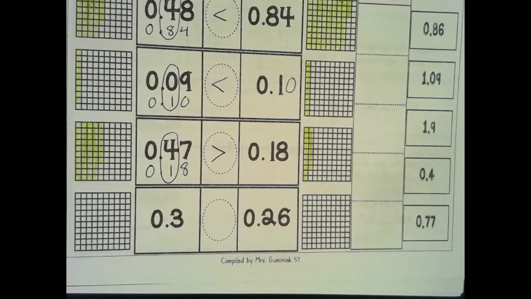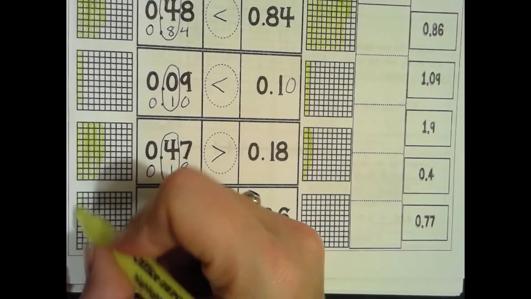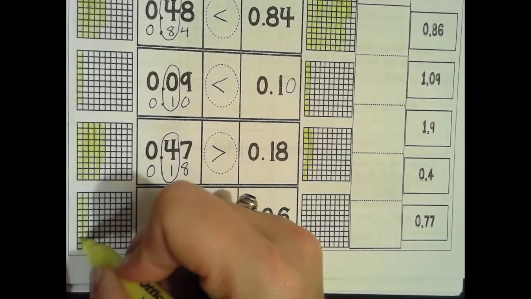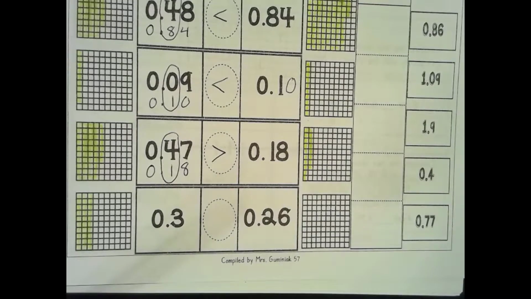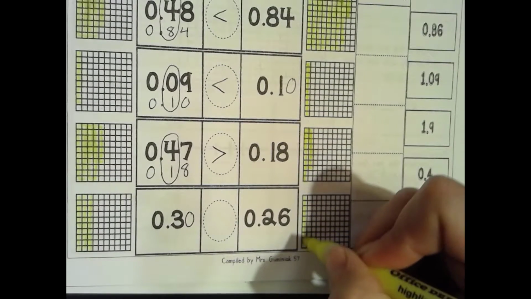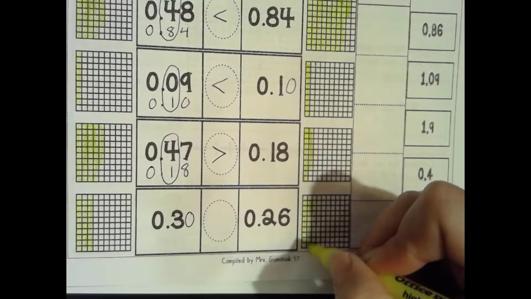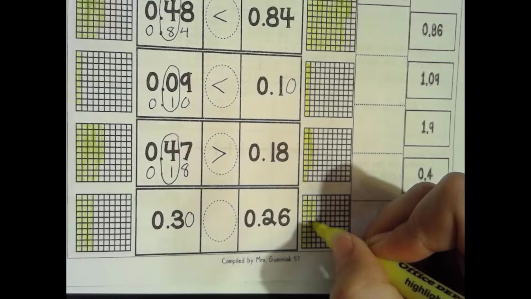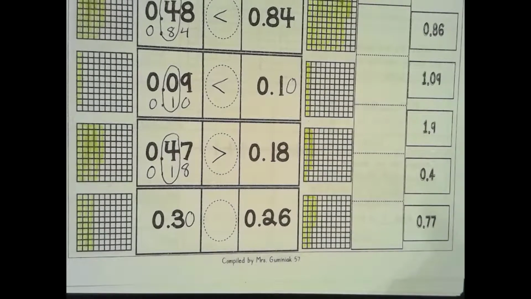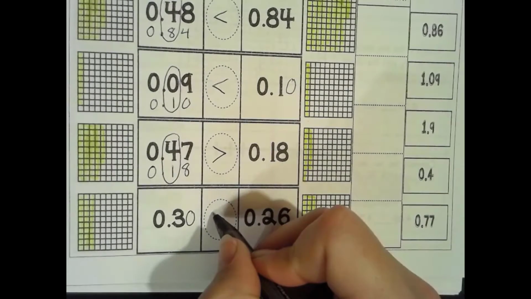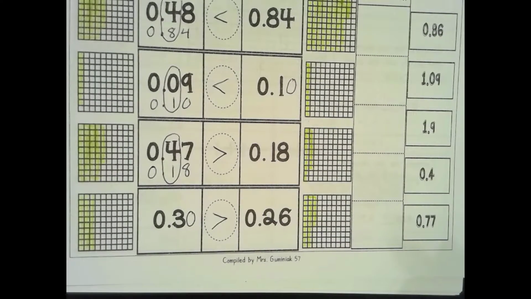Okay, and then here we have 3/10, so 3 columns. We can also see that as 30 hundredths. And this one is 26, so 2/10 for 2 columns and 6 hundredths. So it's not much more, but this does have 4 more hundredths filled in. So 3/10 or 30 hundredths is greater than 26 hundredths.